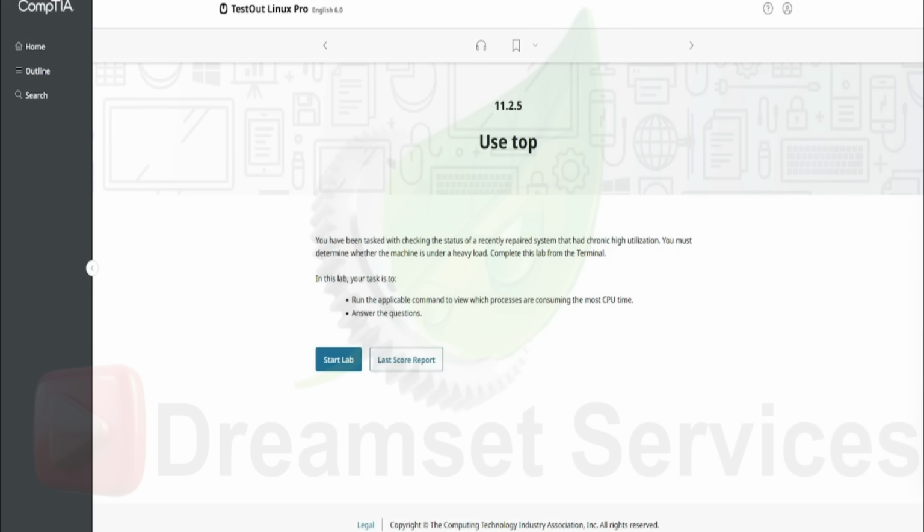All right, so we'll go ahead and start up lab. So we wait for this lab to load.